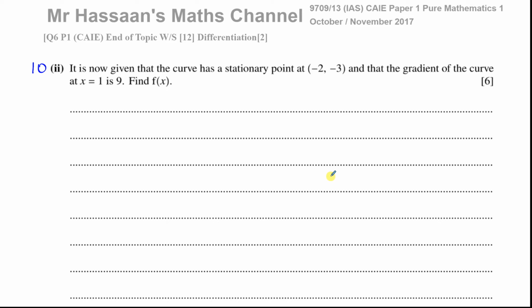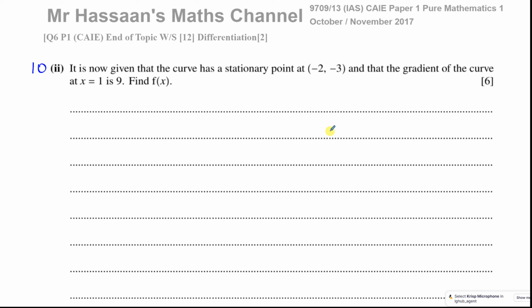Maths channel are now answering question number 10, part 2 from the October-November 2017 Pure Mathematics paper 1. This is from Cambridge 9709. This is paper 1 variant 3.